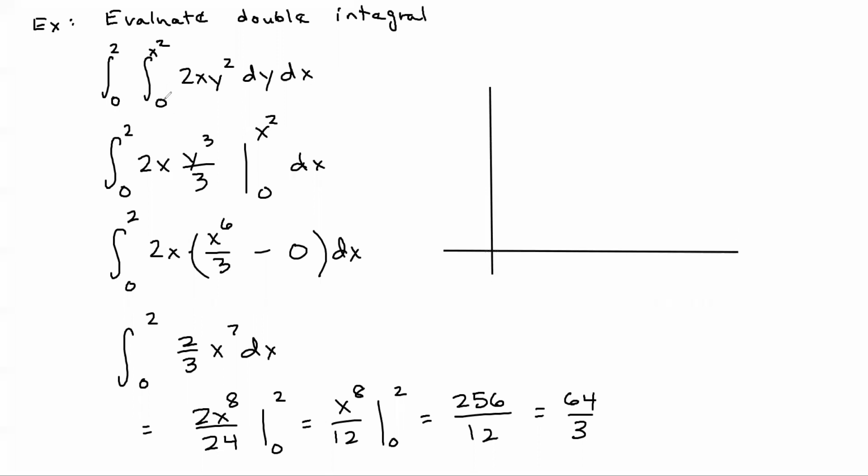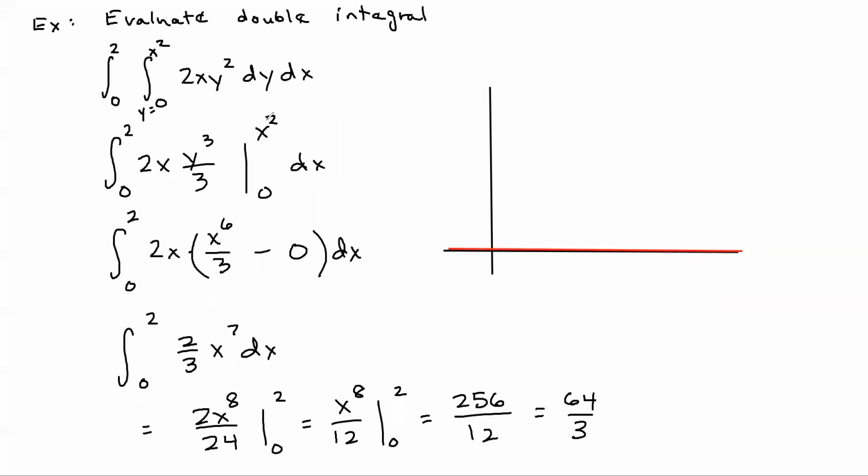So g of x is the bottom. It's saying the bottom is at y equals x. Or sorry, y equals 0. I don't know why I said y equals x. The bottom is at y equals 0. What is y equals 0? That is the x-axis, right? So here's the bottom of the object.